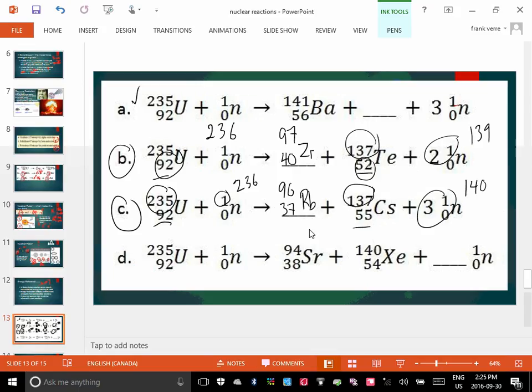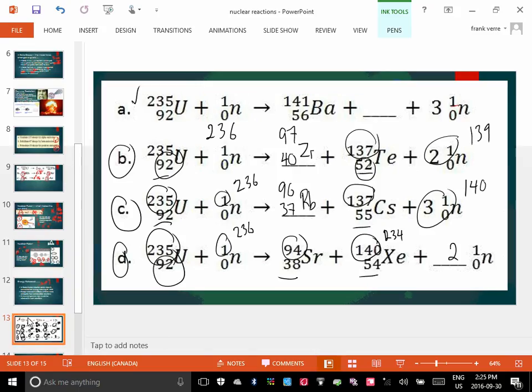The last one: we have 235 and 1, which is 236. Again, they're not always 236. Now we have 94 and 140, that adds up to 234. So what are we missing? We're missing 2 neutrons. In this case, the nuclear charge is already taken care of, right? 38 and 54 add up to 92. That's nuclear fission.